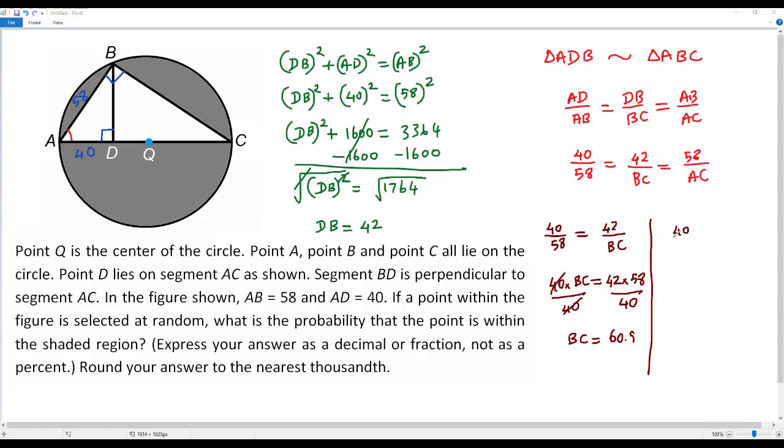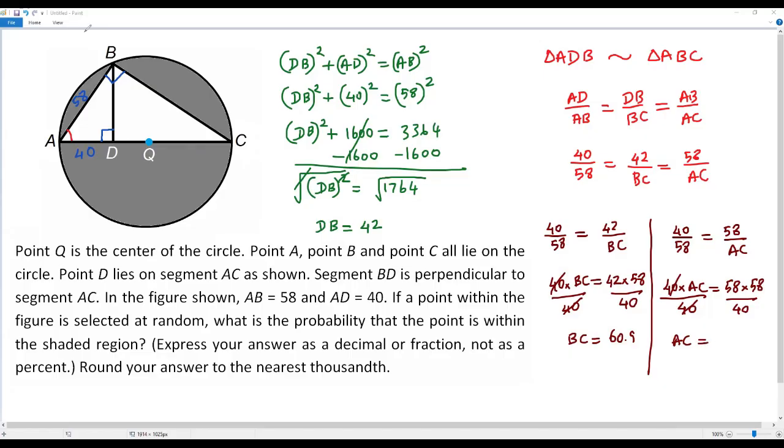That is 40 over 58 equals 58 over AC. Let's do cross multiplication. Then I'm getting 40 times AC equals 58 times 58. Now I divide both sides of the equation by 40. Here this 40 will cancel out, and I am getting AC on the left side.